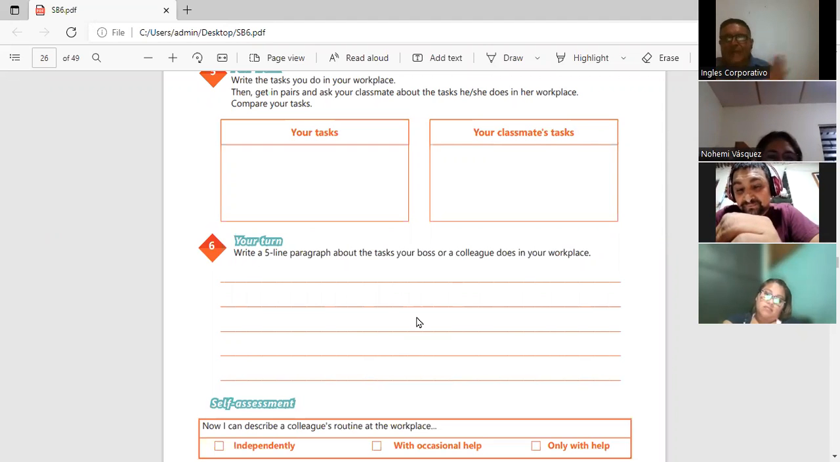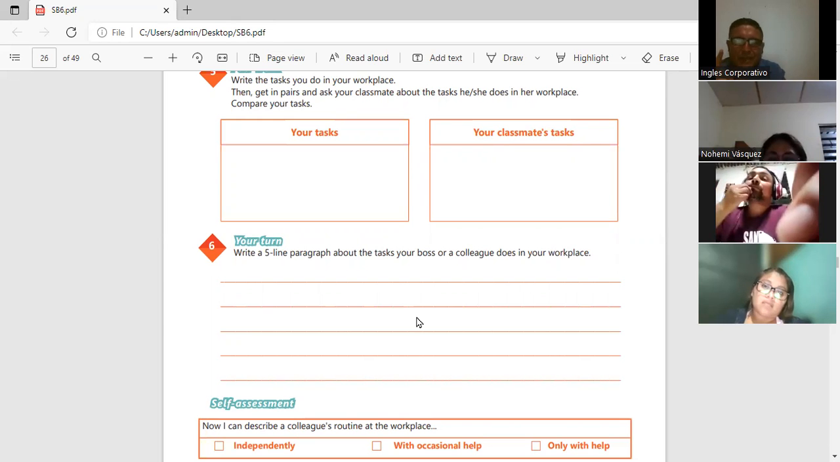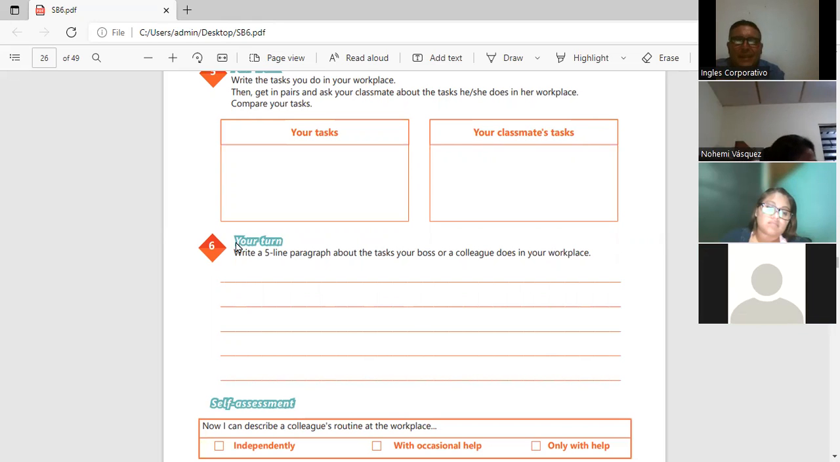Entonces, puede escoger a su jefe o a un compañero de trabajo y hablar acerca de 5 cosas que él o ella deben hacer. Remember the rule of the third person singular. Ahí se los puse en el chat hace como 2 días, creo. Entonces, cuando vaya a escribir, vaya verificando que hace matching con lo que yo les expliqué. ¿Estamos bien? We okay? Yes, teacher. All right, go ahead, please.